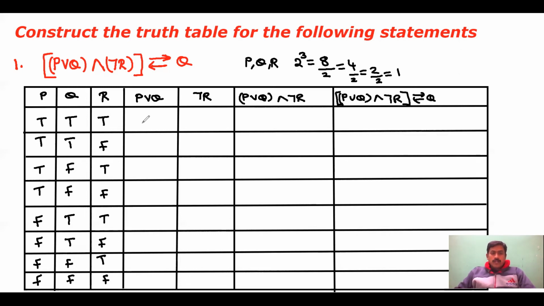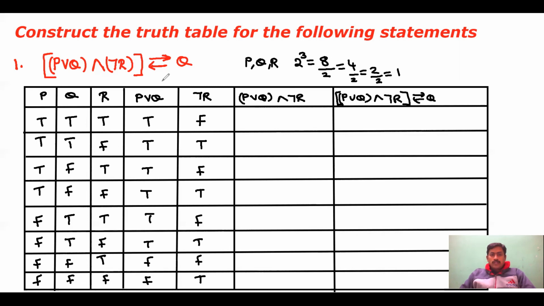First I'm going to find P or Q. To find P or Q, take P column as well as Q column, apply disjunction between them. T or T is T, T or T is T, T or F is T, T or F is T, F or T is T, F or T is T, F or F is F, F or F is F. Now to find not R, take R column and apply negation for it. In the R column, it is in the form of T F. So if you take negation for that, you will get alternate false, true, false, true.